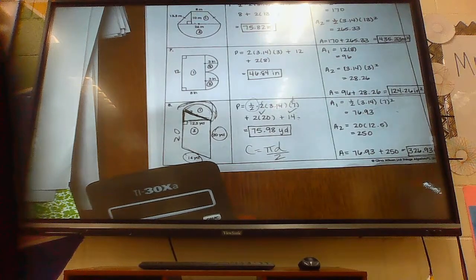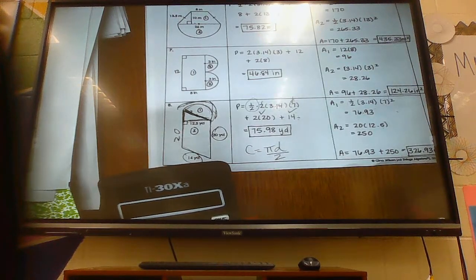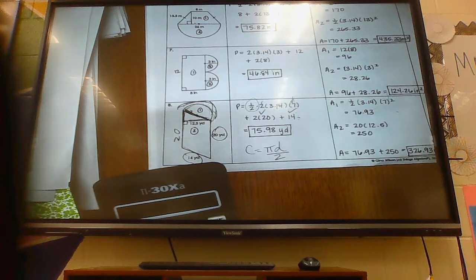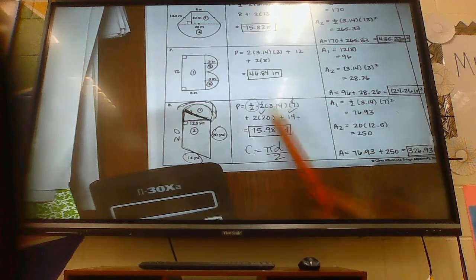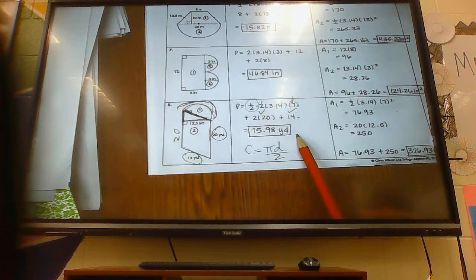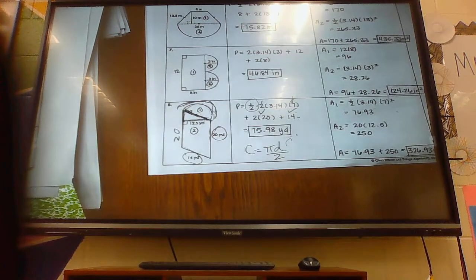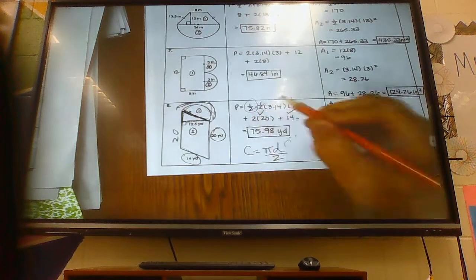So did y'all get 97.96 for that? Is that what you got? For perimeter. Did anybody get 97.96? No. No, what did y'all get? This? I just did my whole time. I didn't know exactly. Oh, I just skipped it.